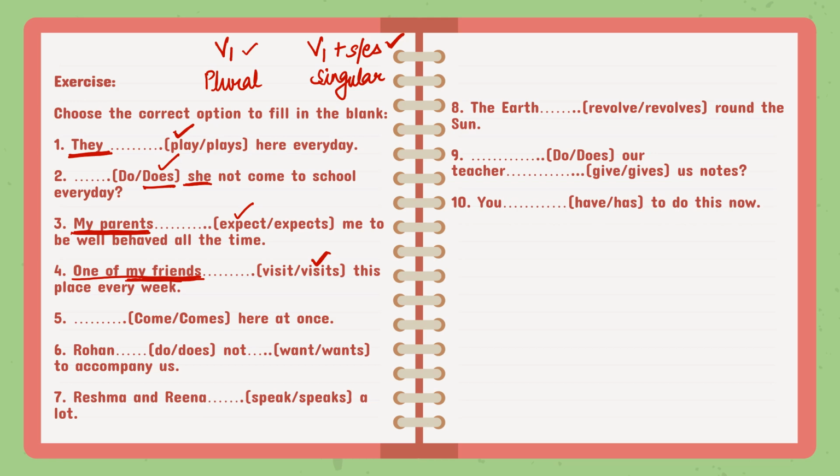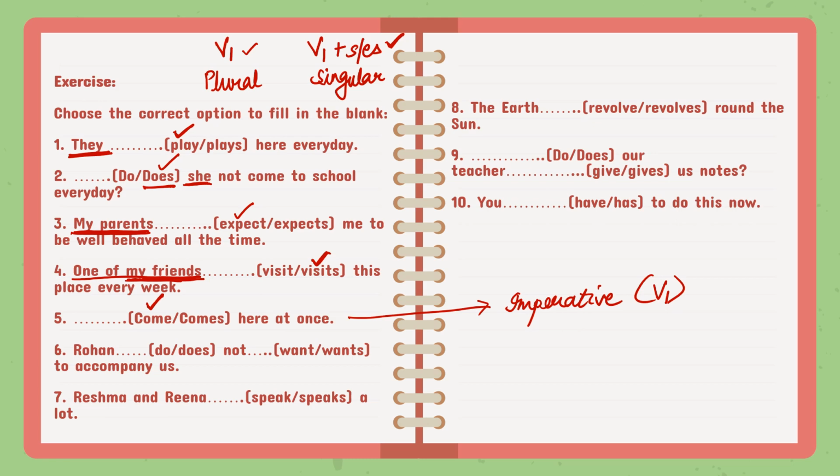Next is dash here at once. You can see this is an affirmative sentence and it is starting with verb. So what type of sentence is it? It is an imperative sentence. And imperative sentences start with V1. V1 form over here is come. Come here at once.